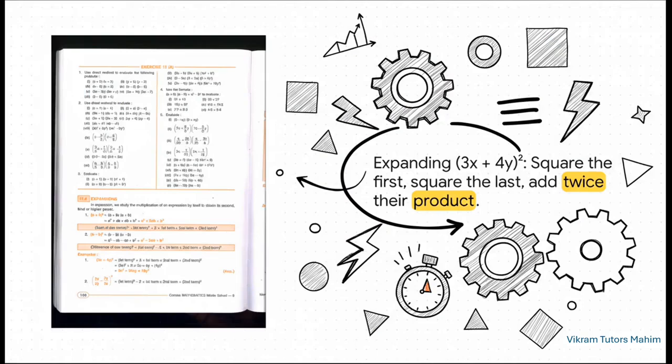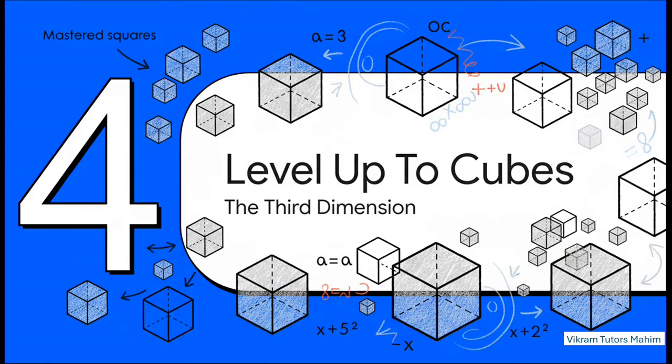To expand this, we just apply the formula. Our a is 3x and our b is 4y. So we get 3x squared, which is 9x squared, plus 2 times 3x times 4y, which is 24xy, plus 4y squared, which is 16y squared. No FOIL needed, just a direct application of the identity. You've totally mastered squares, so you are ready for the next challenge.